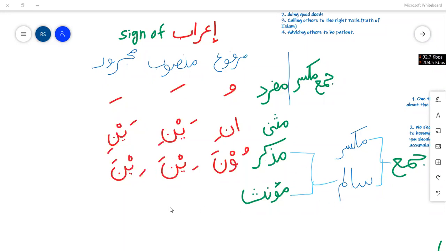Then Jamma Muannas Salim, we have not learnt it yet. Sir, Musanna, can you say again? Musanna means dual, like two books, two men. If it is Marfu, it has Alif, Noon, kasra at the end. Alif is the sign of Rafa. If it is Mansub, it has fatha, Ya, sukoon, Noon, kasra. Ya is the sign of Nasab in Musanna. Fatha, Ya, sukoon, Noon, kasra: Ya is the sign of Jar in Musanna. Only difference is fatha and kasra.